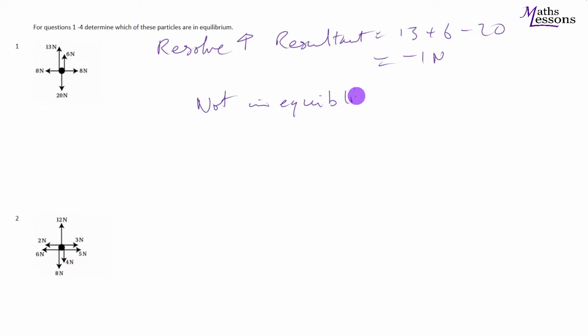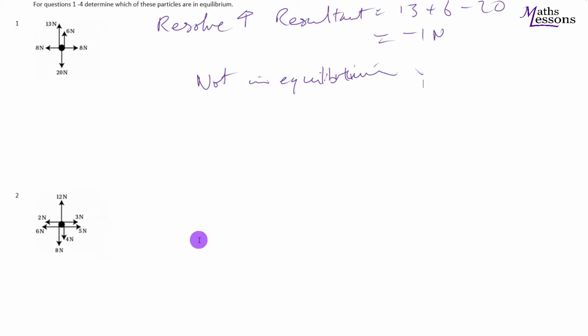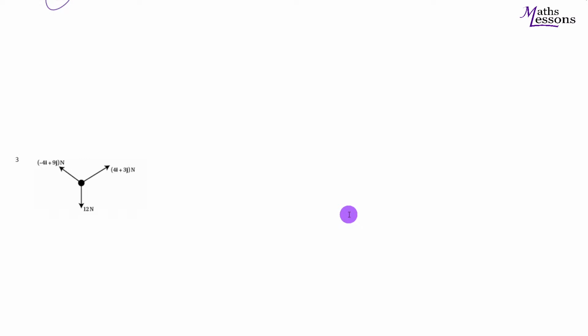Equilibrium. Sorry about my spelling. Okay, and the next one. So if we've got 12 acting upwards, we've got 12 acting downwards, so they're equal. We've got 8 acting to the right and 8 acting to the left. So yes, this one is in equilibrium. Okay, work out if this one is in equilibrium or not, and you have 30 seconds to do it.